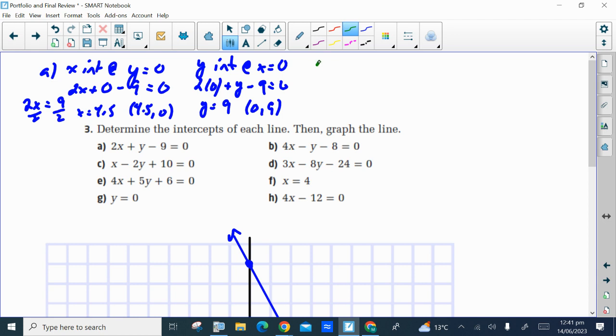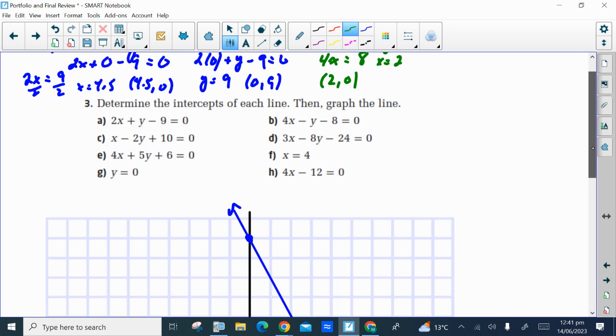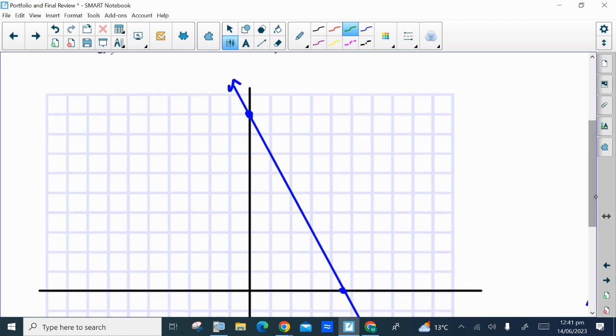So for line B, again, the x-intercept is found by letting y equal 0. So that y term will just disappear. You're going to have 4x minus 0, which is just 4x. I'll add the 8 to both sides, and then divide by 4, which gives you 2. So the x-intercept is the point 2 comma 0. We found that x equals 2 when y is 0. So that's the point 2 comma 0.